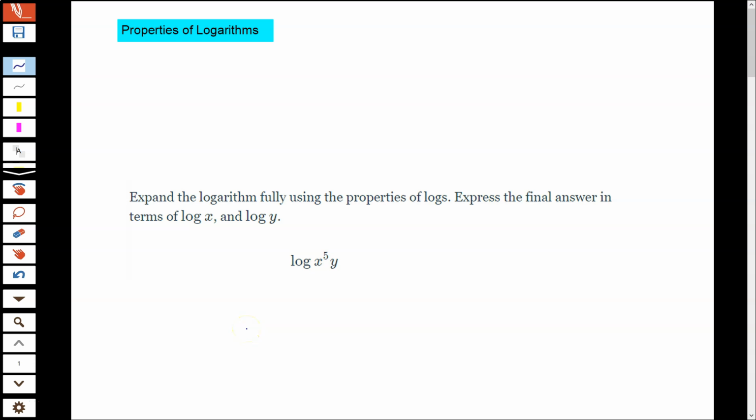Okay, so as we build towards solving equations using these logarithms, it's useful to know their properties. What I mean by properties is relationships between different types of logarithms and expressions with logarithms in them that allow us to rewrite them in useful ways.